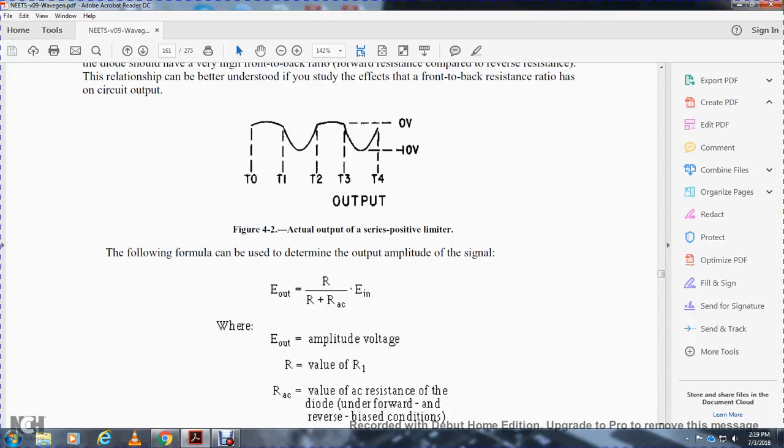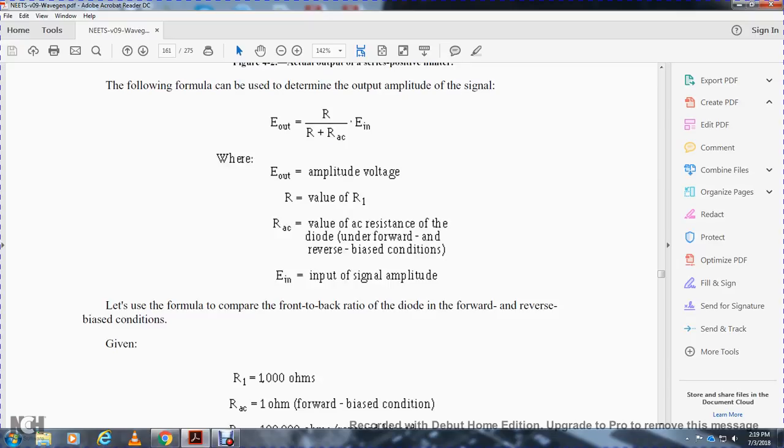The output voltage equals the resistance over the resistance plus the AC resistance of the diode under forward or reverse bias conditions, times the input voltage. Let's use the formula to compare the front-back ratio of the diode with the forward-reverse bias condition.